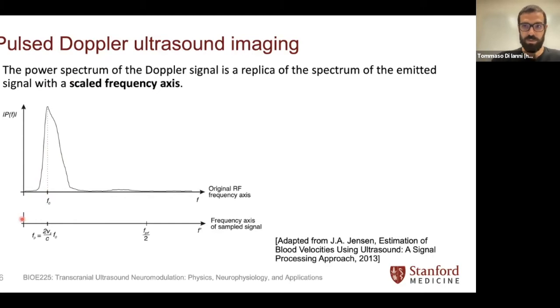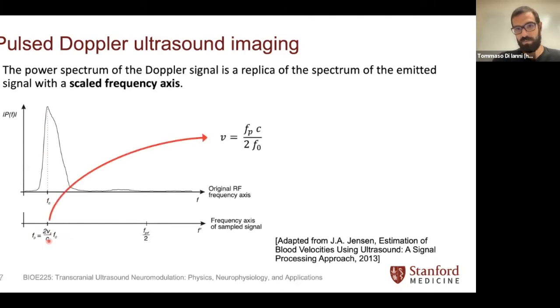And the Doppler signal that we receive will look exactly the same in principle, but now the axis is shifted. So the pulse here is not centered at F0 anymore, but it's centered at F0 multiplied by 2 times the velocity divided by the speed of sound.